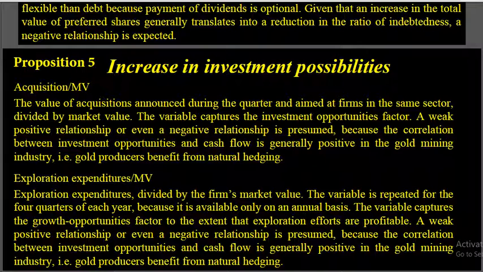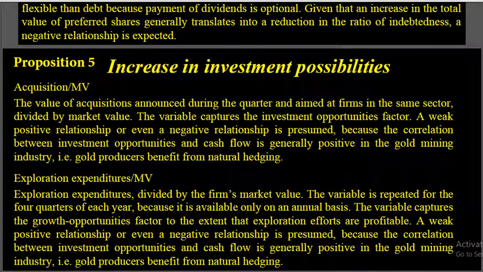And now we have the third determinant of risk management activities, which is increasing investment possibilities. We have acquisitions. When we have acquisitions, what happens? A weak positive relationship or even a negative relationship is presumed because the correlation between investment opportunities and cash flow is generally positive in the gold mining industry. That is, gold producers benefit from natural hedging.